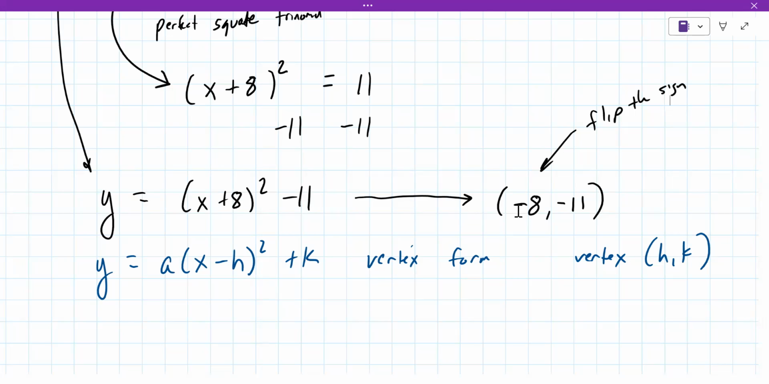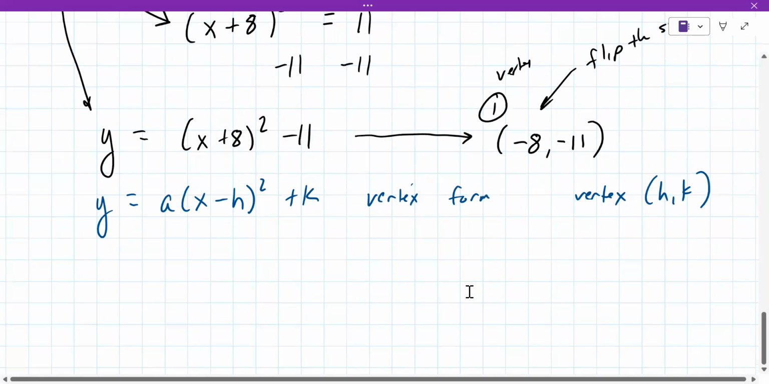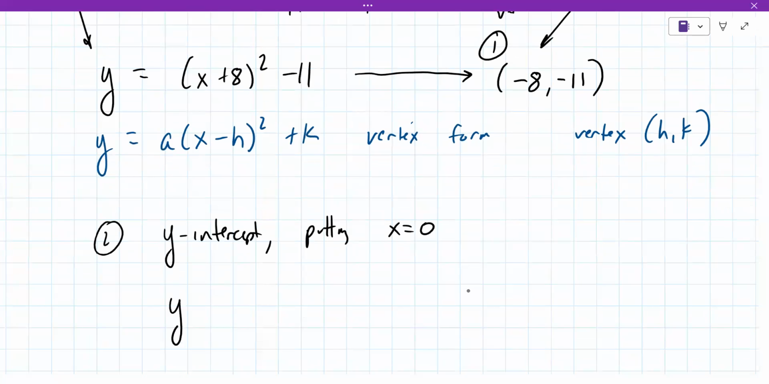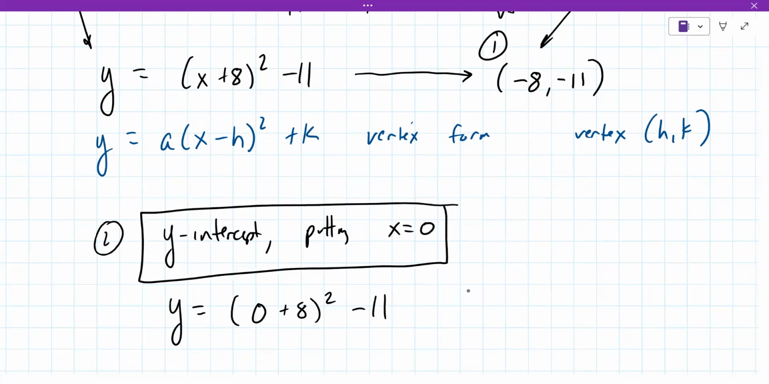All right. So the second thing they're asking for, that's thing one: the vertex. Thing two is the y-intercept. You're putting x equal to 0. You're putting 0 in for x. So you rewrite the equation, but instead of x, you put 0 in. That might be something else to put on your note sheet: x equals 0.